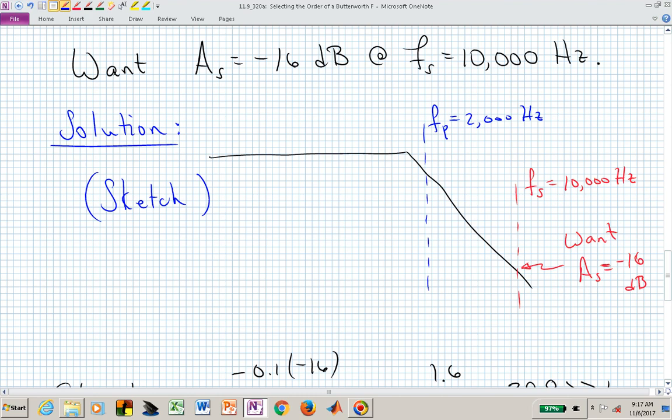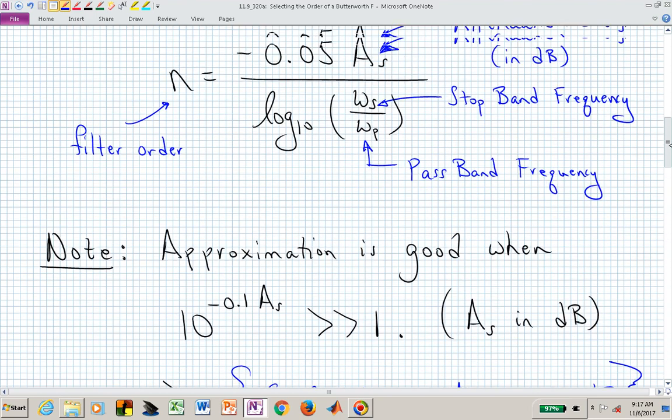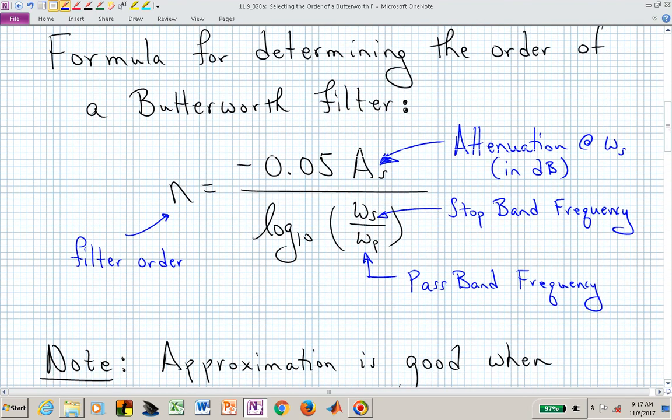But that's all there really is to finding the order of a Butterworth filter. You need 3 things. You need the pass band frequency, you need the stop band frequency, and you need to know how much do I need to be attenuated at the stop band frequency.